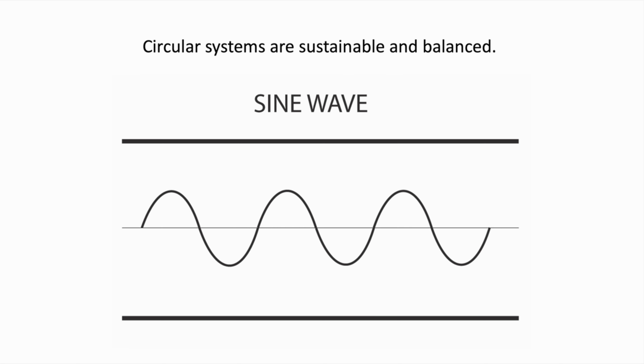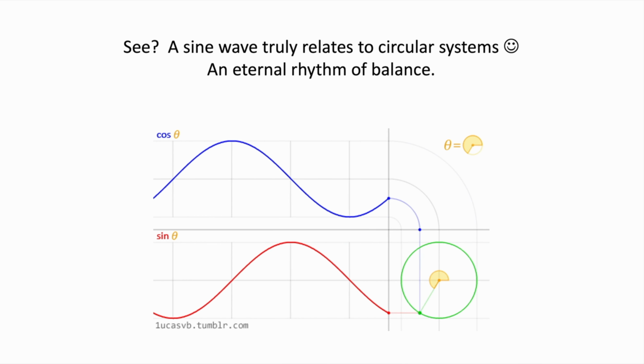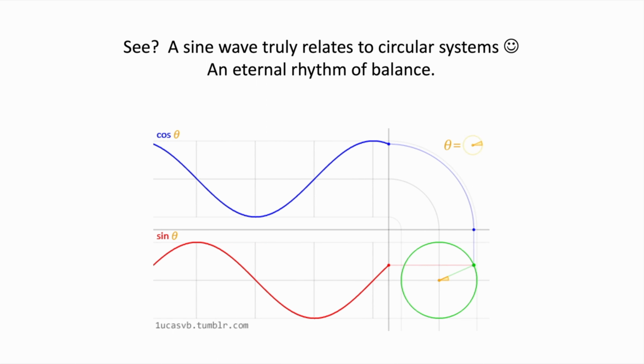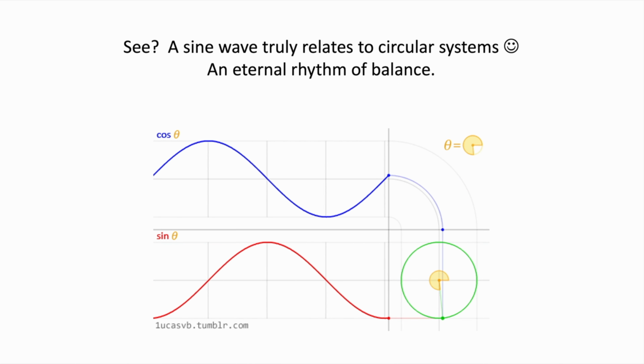A sine wave is an excellent example of a circular representation. There are cycles. Think about the seasons in nature: spring, summer, fall, winter. That is a circular system that undulates up and down and up and down. A sine wave truly relates to a circular system, an eternal rhythm of balance. You can see here that the sine wave goes up and down.